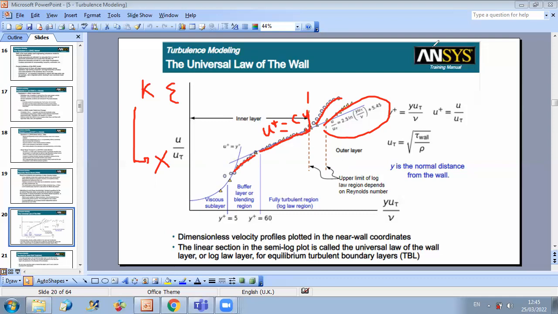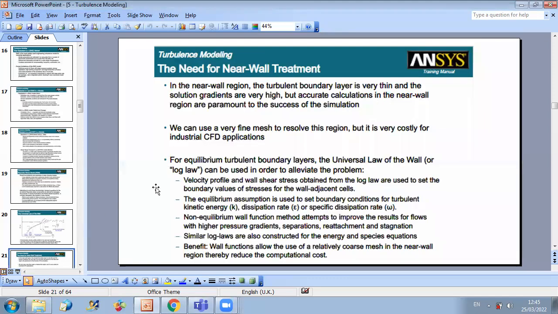Okay, so this dimensionless velocity profile is plotted in the near wall coordinates, and the linear section in the semi-log plot is called the universal law of the wall layer, or log law layer, for equilibrium turbulent boundary layers. Now, why do we need to enhance this to perform the near wall treatment? Because in the near wall region, the turbulent boundary layer is very thin and the solution gradients are very high. But accurate calculations in the near wall region are paramount to the success of the simulation. So as I told you, it's very difficult to resolve.